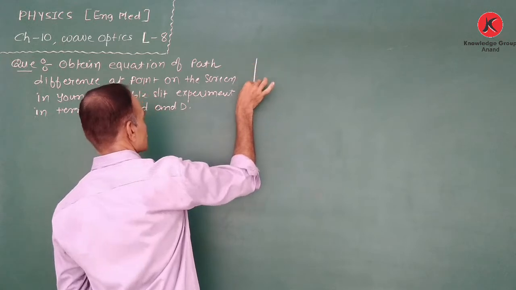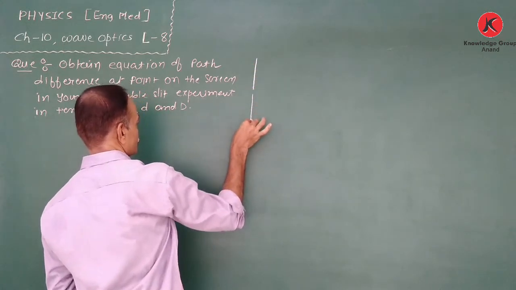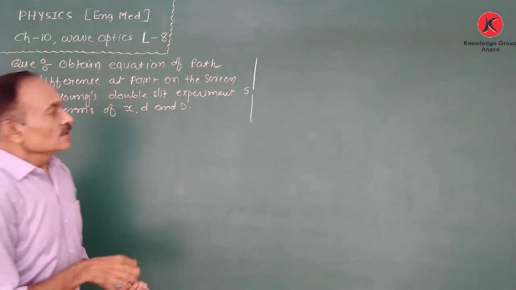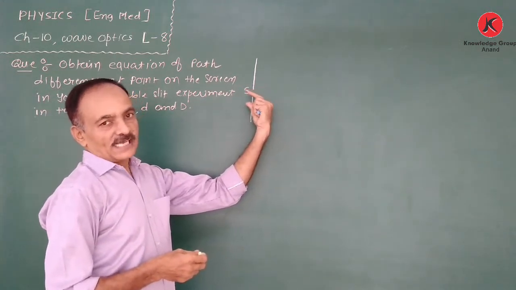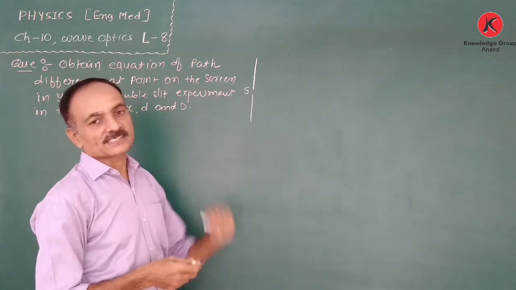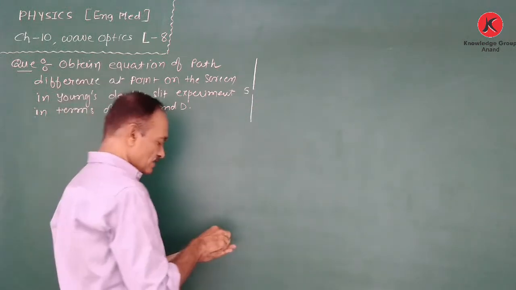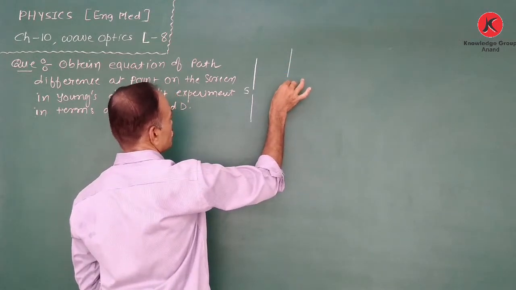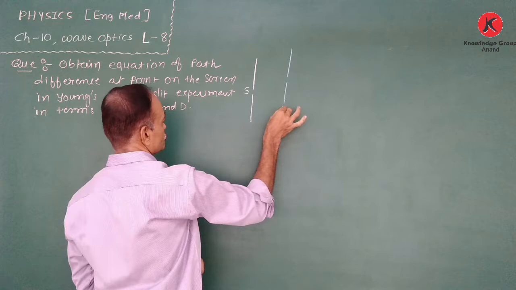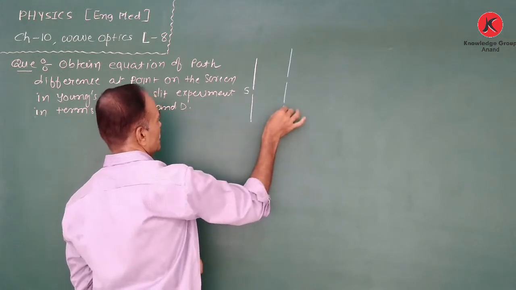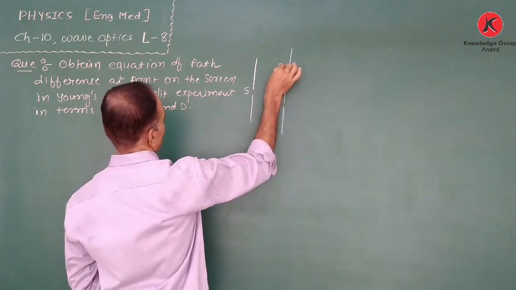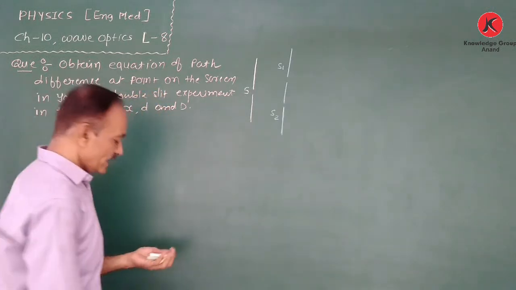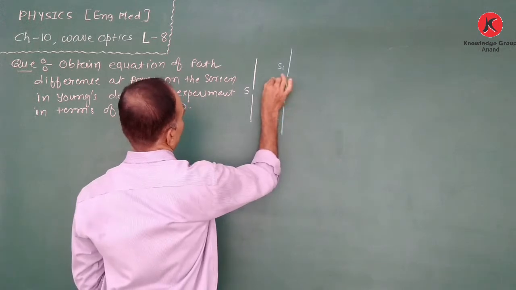First slit is S. That is the source of light. Due to this slit or source S, spherical waves are generated. These spherical waves are incident on a double slit S1 and S2. The separation between S1 and S2 is small d.